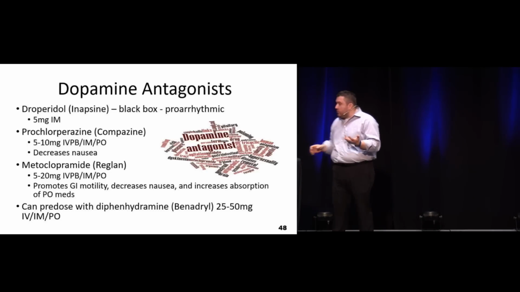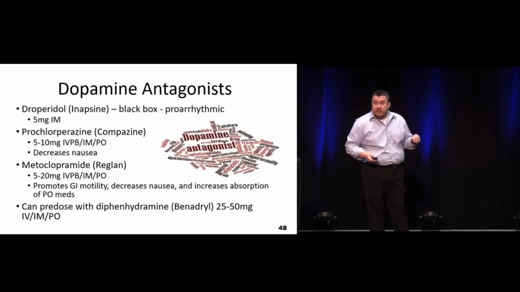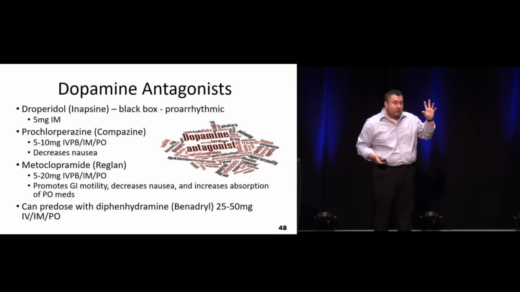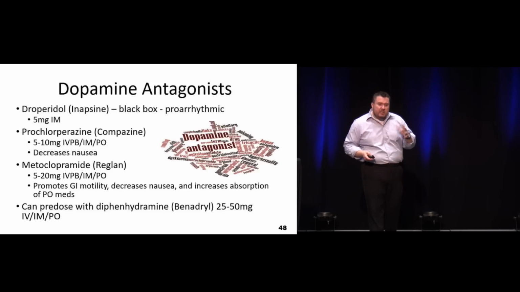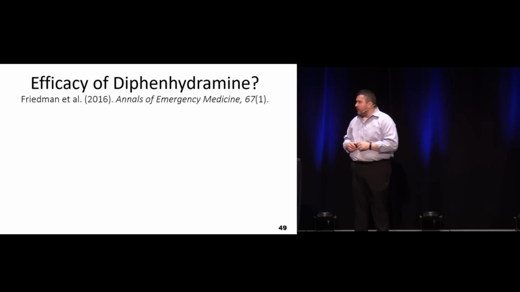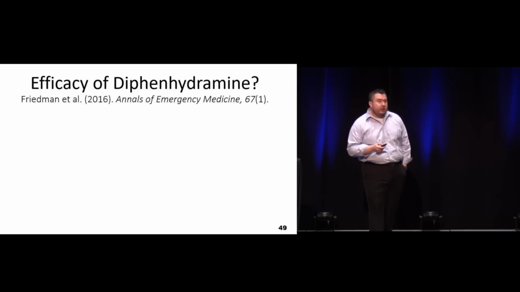We can pre-dose with diphenhydramine, which may help reduce the risk of dyskinesias, and most of us have our little cocktail, maybe some Toradol, maybe some Compazine, maybe some Benadryl. But looking at a couple of studies, that risk of dystonia may not be so significant. And this was in 16, but they looked at, do we really need diphenhydramine or not?